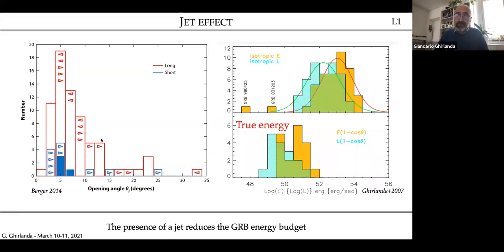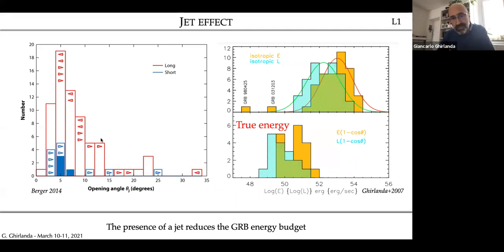However, for the long bursts for which this was possible, the distribution of the jet breaks spans between a few degrees up to a few tens of degrees. It's a log-normal distribution with a typical peak around 5 degrees. For short GRBs, as much as we know, it seems that it is not that much different from that of long GRBs.